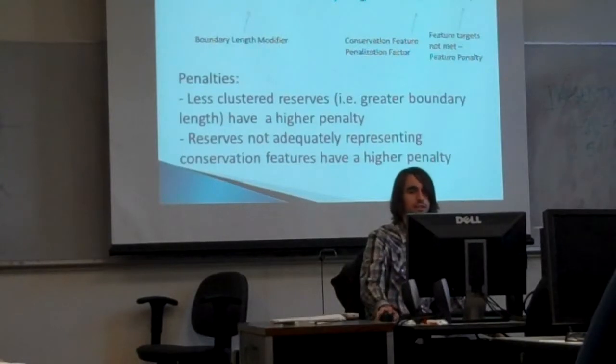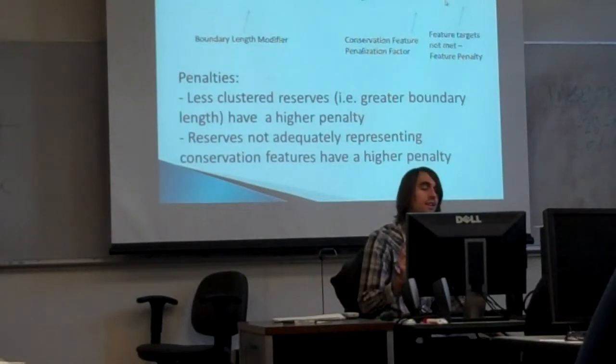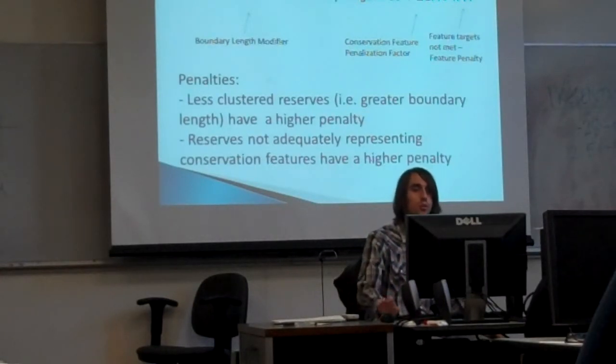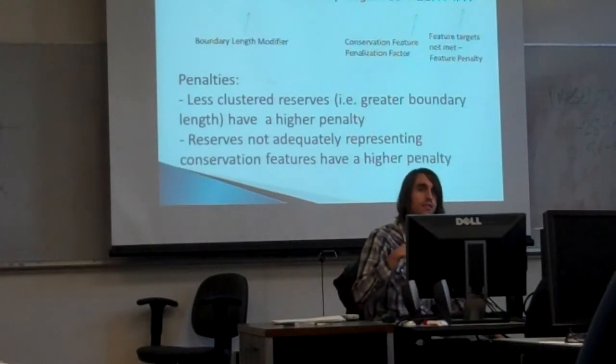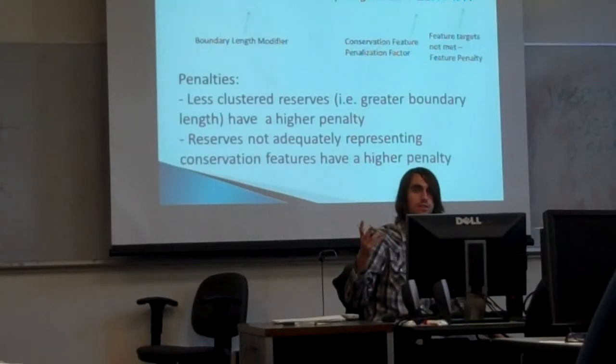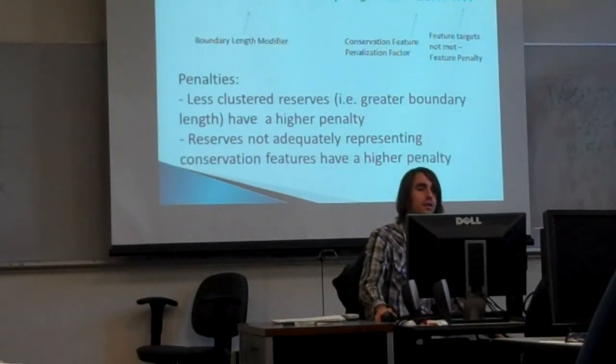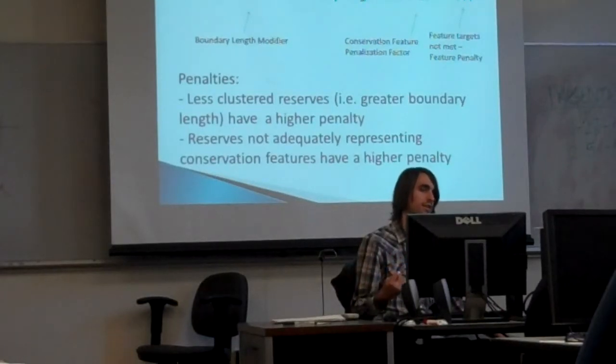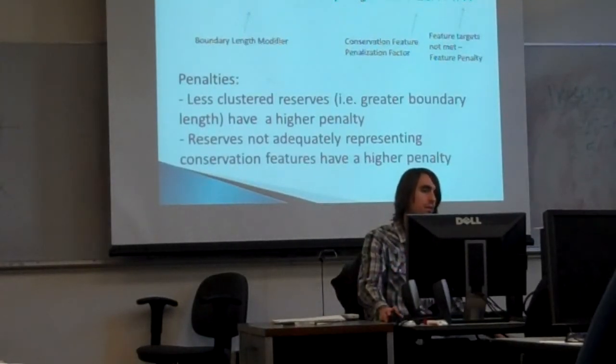This second part of the term, the conservation feature penalization factor, is how heavily you weight a given feature for penalty for not being met. So you could put a very high weight on jaguars and say if we don't meet our target for conserving jaguars in this reserve, we're going to have a huge penalty, and then that'll greatly increase the objective function. But then if you have a very low penalty for something like pigeons, it doesn't really matter whether or not they're included or not, because it'll be more important to minimize this cost and boundary length factor.